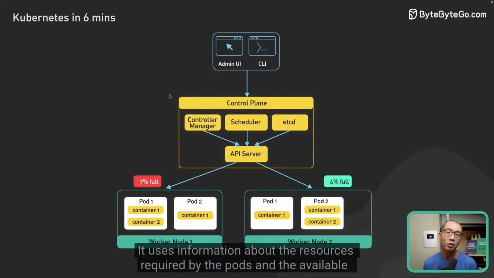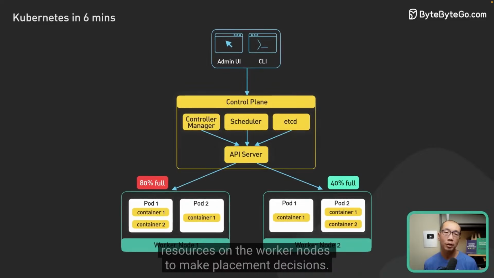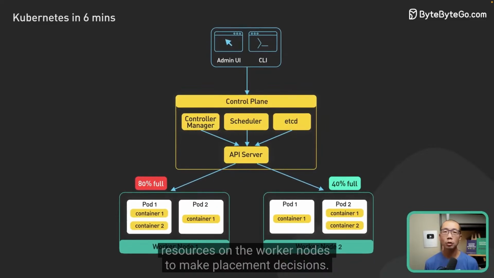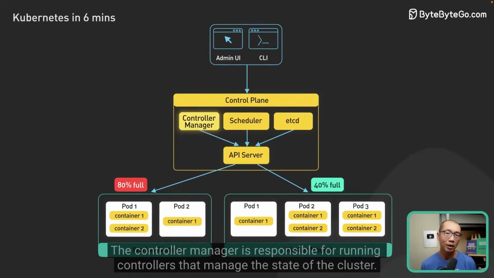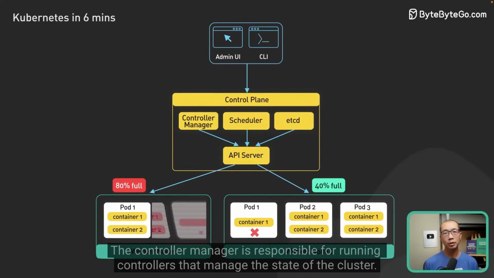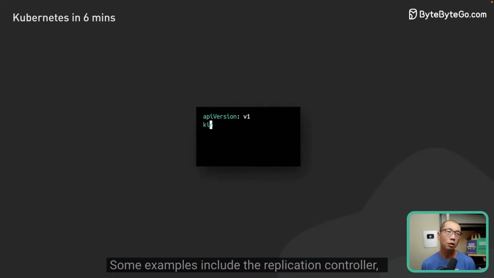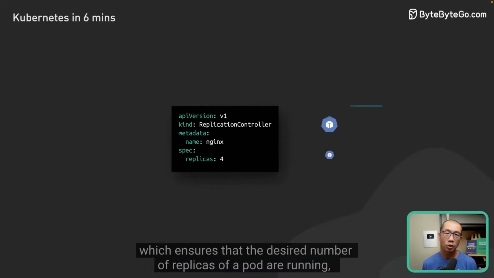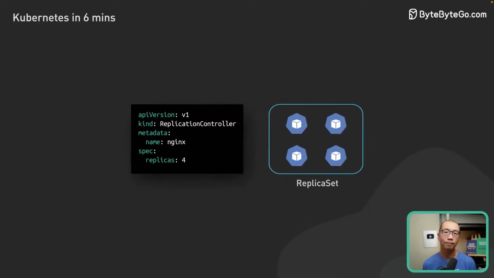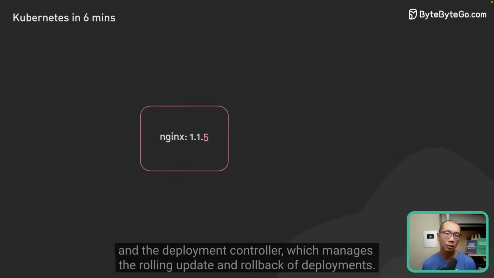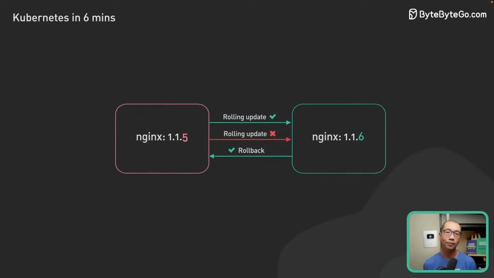It uses information about the resources required by the pods and the available resources on the worker nodes to make placement decisions. The controller manager is responsible for running controllers that manage the state of the cluster. Some examples include a replication controller, which ensures that the desired number of replicas of a pod are running, and the deployment controller, which manages the rolling updates and rollbacks of deployments.